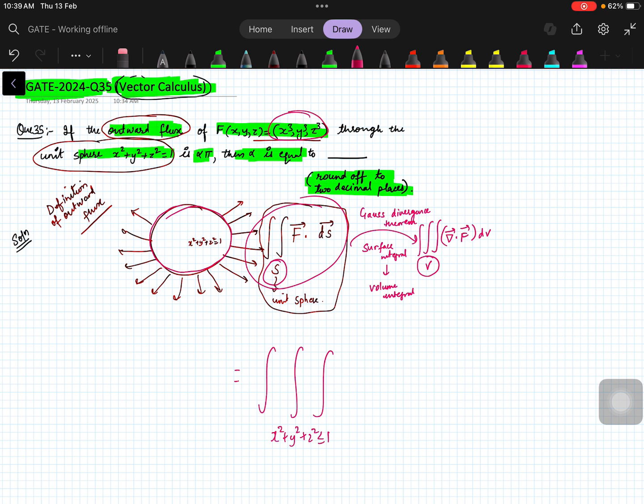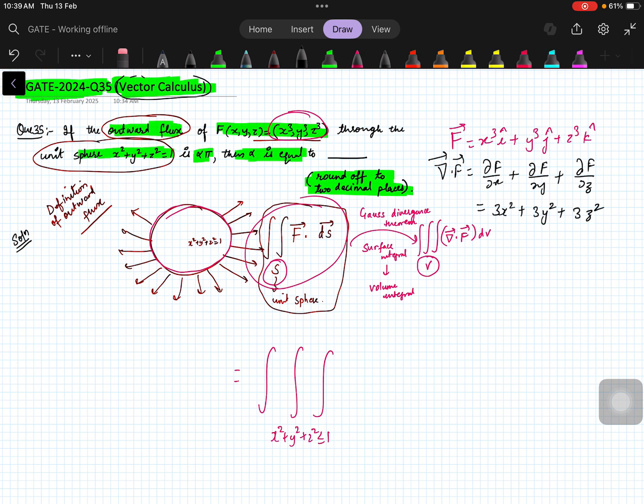Divergence of this function, right? So your function is x cube i cap plus y cube j cap plus z cube k cap. So divergence of f would be, let me just calculate here first, the derivative of f with respect to x, plus derivative of f with respect to y, plus derivative of f with respect to z. So that is going to be 3x square plus 3y square plus 3z square. So divergence would be 3 times x square plus y square plus z square. And what is the volume element? That is dx dy dz. So now you have to integrate.